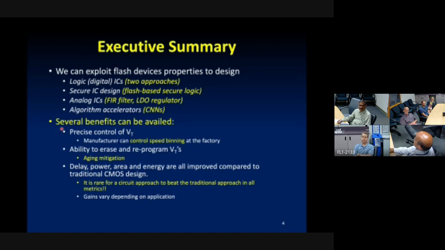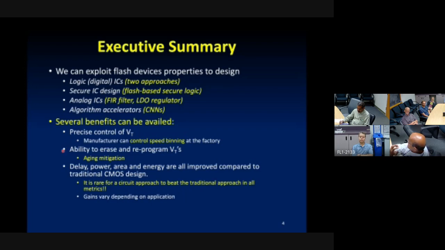Traditionally, speed binning was something that they were at the mercy of the variations, and they get to speed bin based on it. The additional advantage is I can erase the VTs and reprogram them in the life of the chip. Let's say the chip is aging and it's getting 6 years old or something, and it's slowing down. I can reprogram all the VTs, and now I've mitigated aging. This is something with traditional design we simply don't have the ability to do.